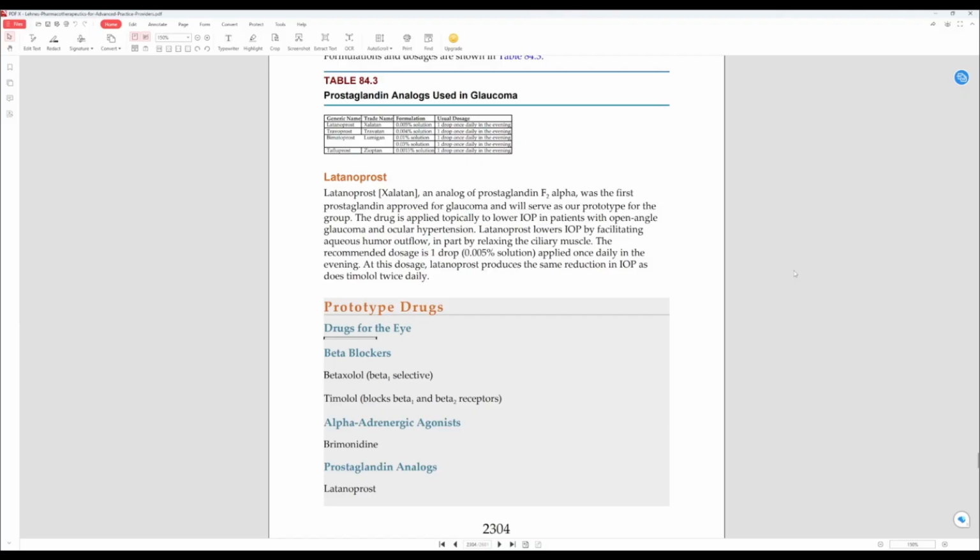The first medicine that we'll talk about, however, is latanoprost, also known as Xalatan, which is an analog of the prostaglandin F2 alpha, which was the first prostaglandin approved for glaucoma and will serve as the prototype for the group. The drug is applied topically to lower IOP in patients with open-angle glaucoma and ocular hypertension. Latanoprost lowers IOP by facilitating aqueous humor outflow, in part by relaxing the ciliary muscle. The recommended dosage is 1 drop, applied once daily in the evening. At this dose, latanoprost produces the same reduction in IOP as does timolol twice daily.